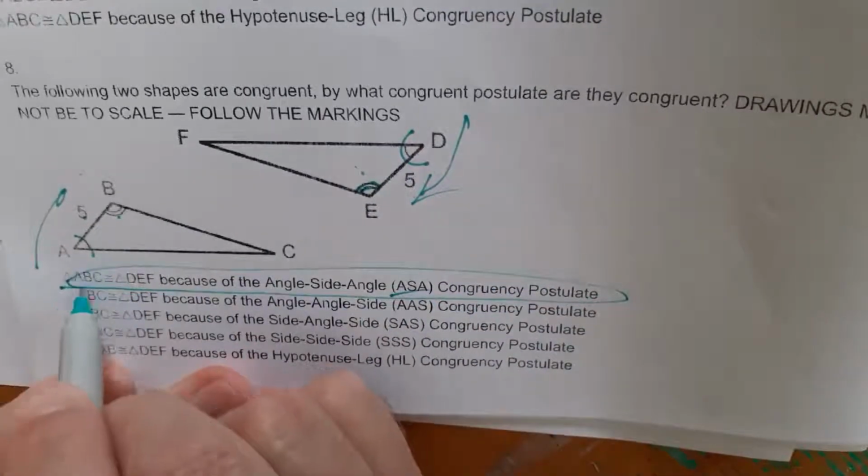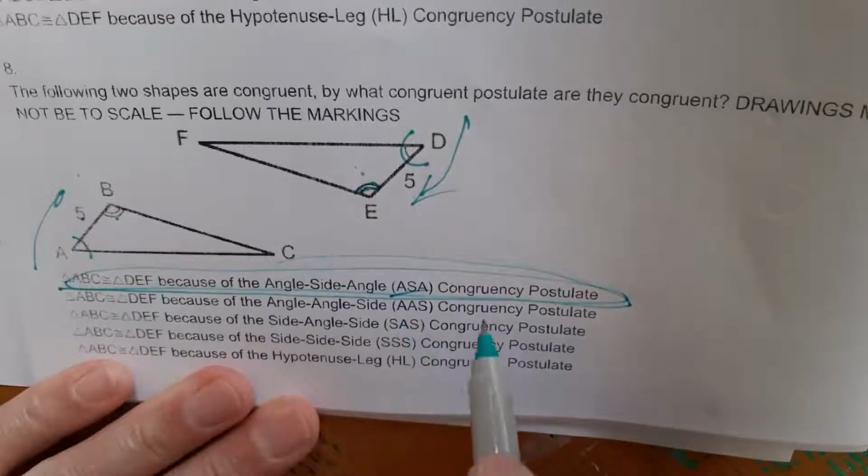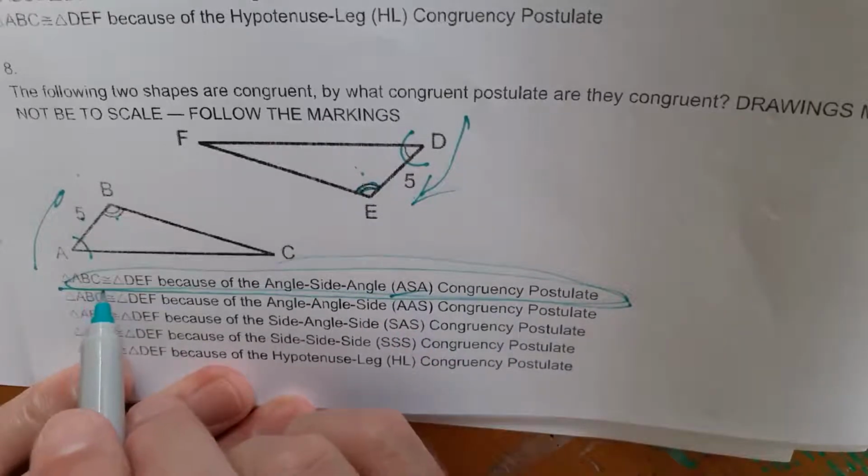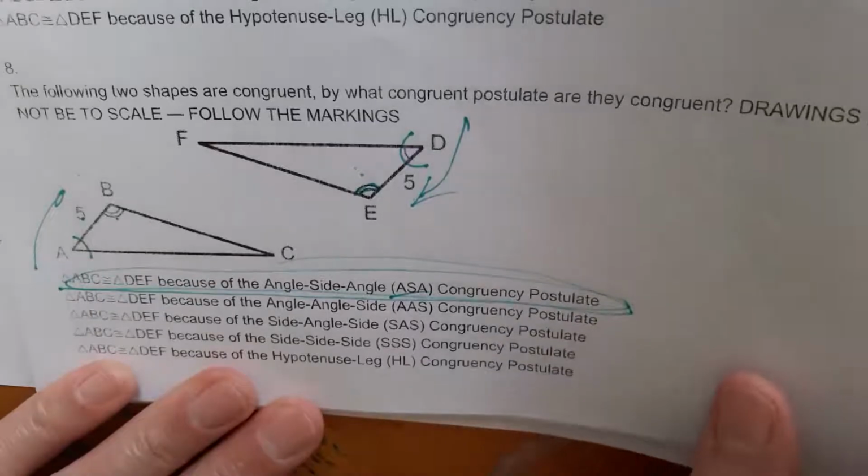These 2 are definitely congruent. Why? Because of angle, side, angle congruency postulate. Here's how you write that these two triangles are congruent.